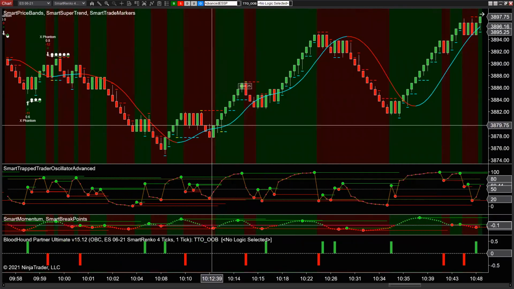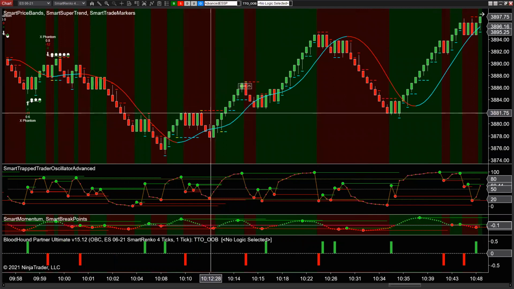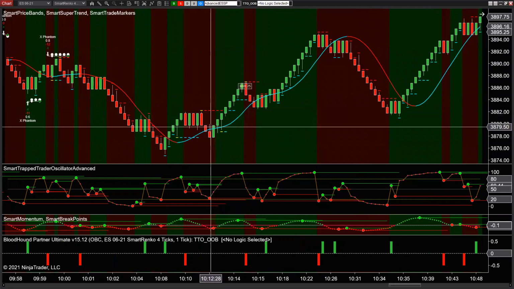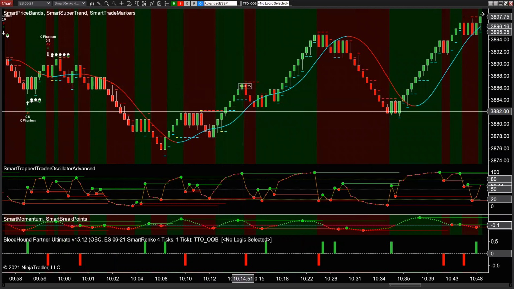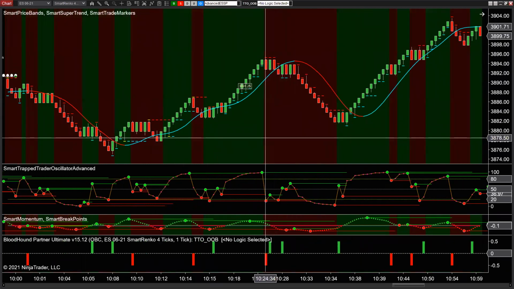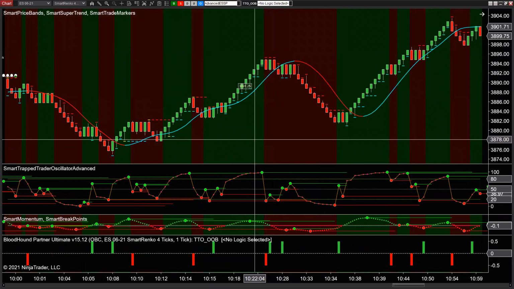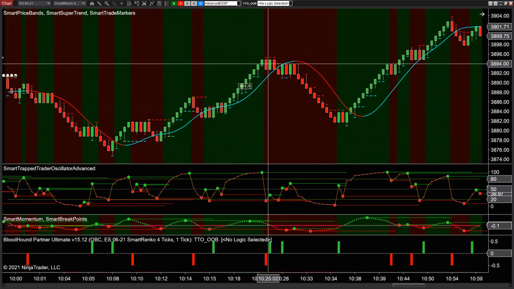Now we use SST. We have three ways that we use Smart Super Trend. Here's another way. We get this large open zone and the market travels freely through that. You know, we talk about that in the room. We'll teach you that. Here's another example.